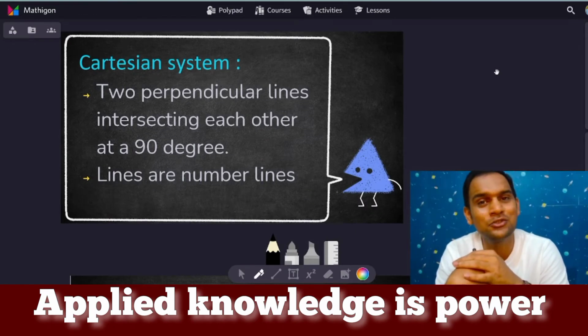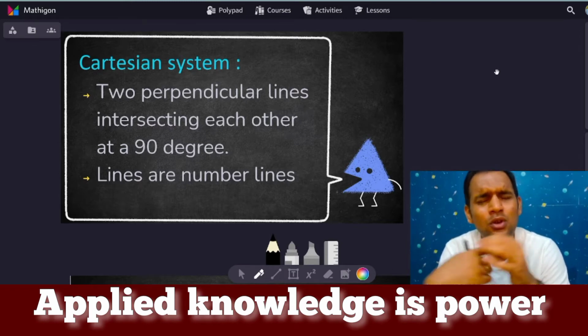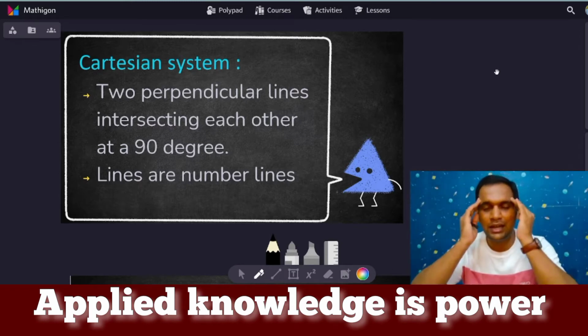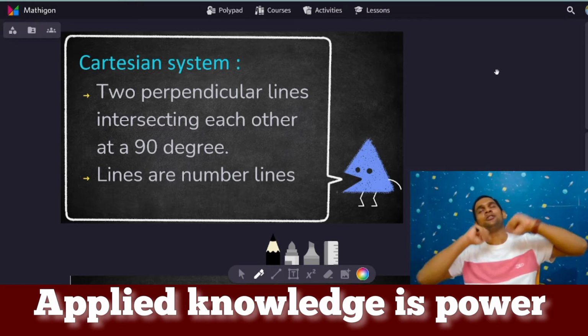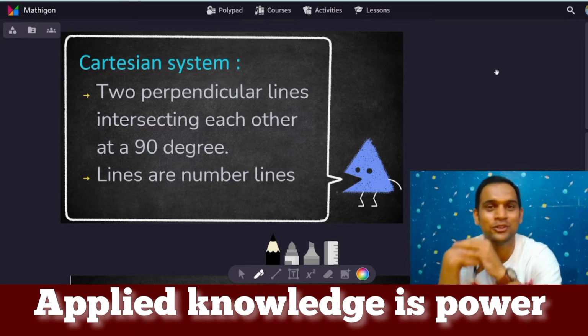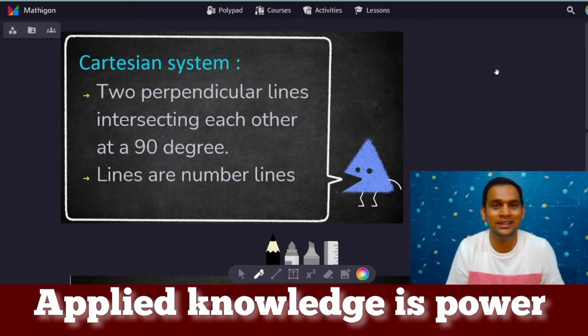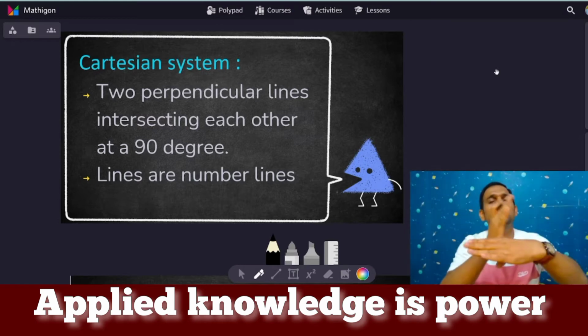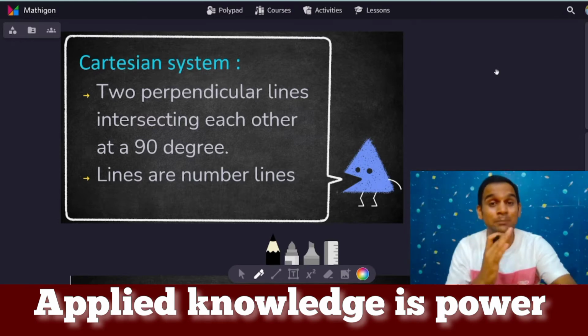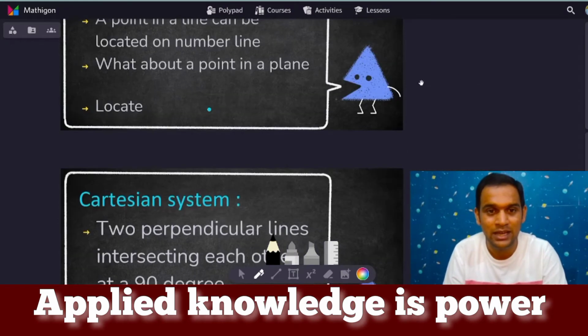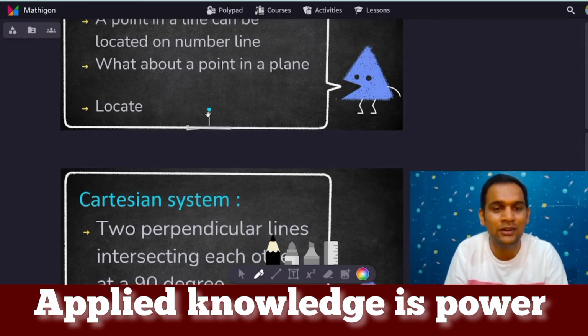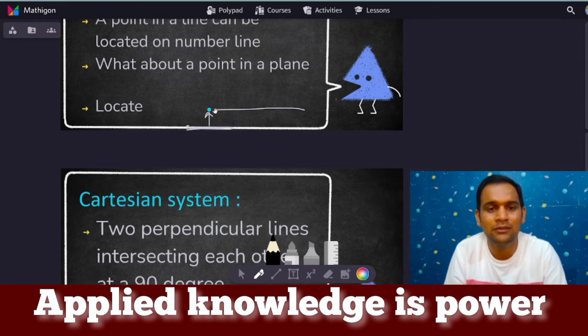René Descartes was a philosopher who loved to think while lying on the bed. One fine day, he was lying on the bed and he got this idea: why not have two perpendicular lines together and keep them as a point of reference? For example, for this point, we were keeping this white line as a point of reference. From here, 1 unit, from this right end, 4 or 5 units, right?